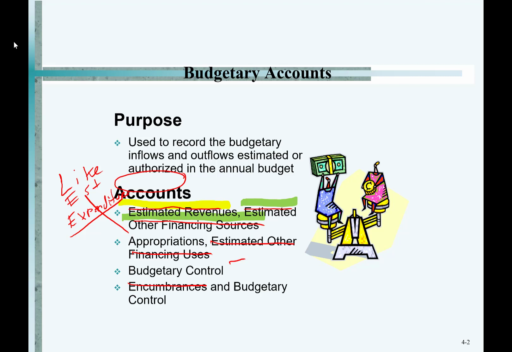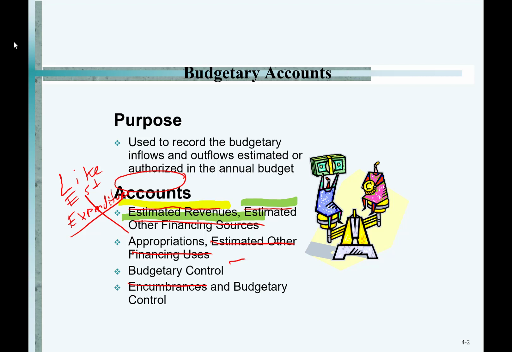Okay. Now we also have an account called budgetary control. Budgetary control is basically where we will be reporting any estimated deficits or surpluses. This is another budgetary account. And then we also have an account called encumbrances. We will use encumbrances anytime we order goods and some services. Anytime we order goods and some services, we'll be using the encumbrance account and budgetary control.